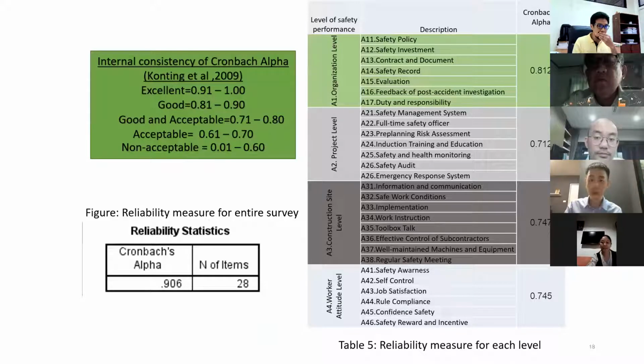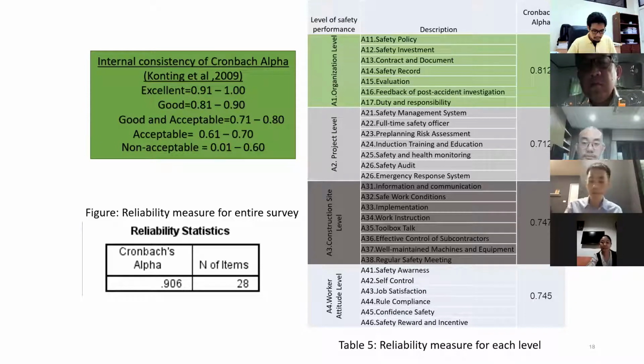So for the results and discussion, after I finish the survey, I first test the reliability of the entire survey using Cronbach's alpha, and the entire survey gets 0.9, which is at the excellent level. Then I calculate for each level, and all levels fall within the acceptance level of Cronbach's alpha. That's why further analysis can be done.